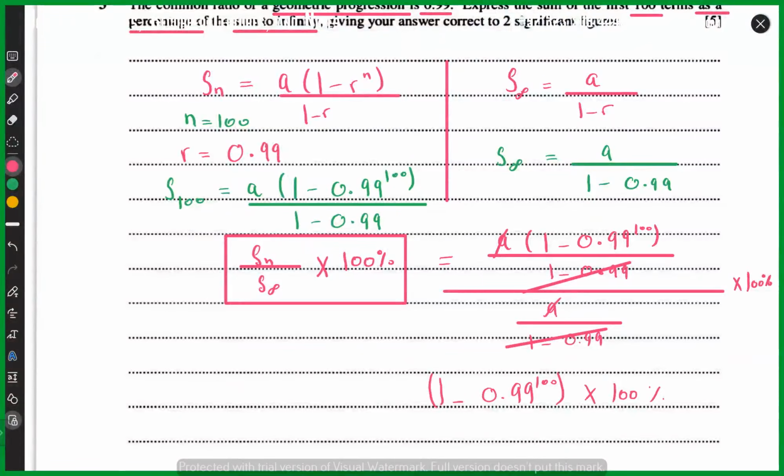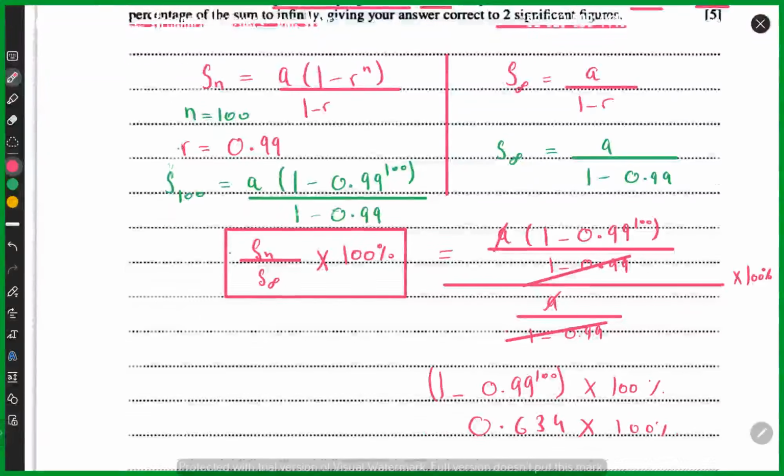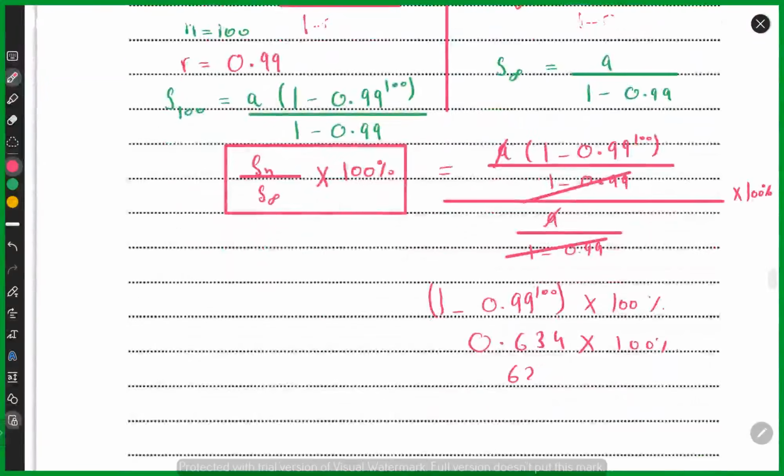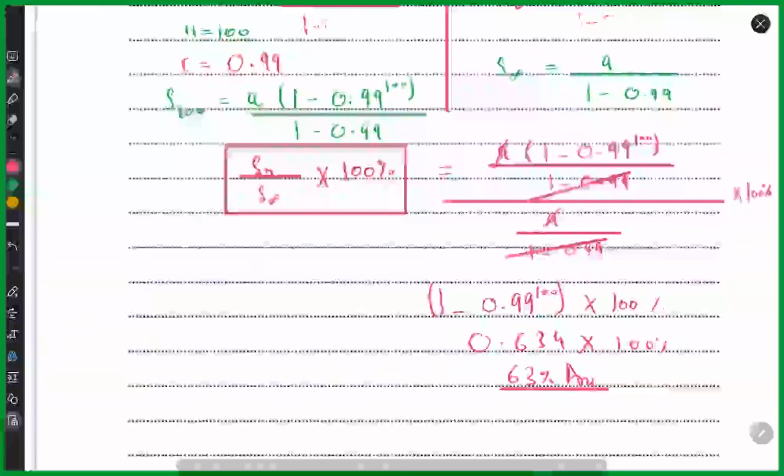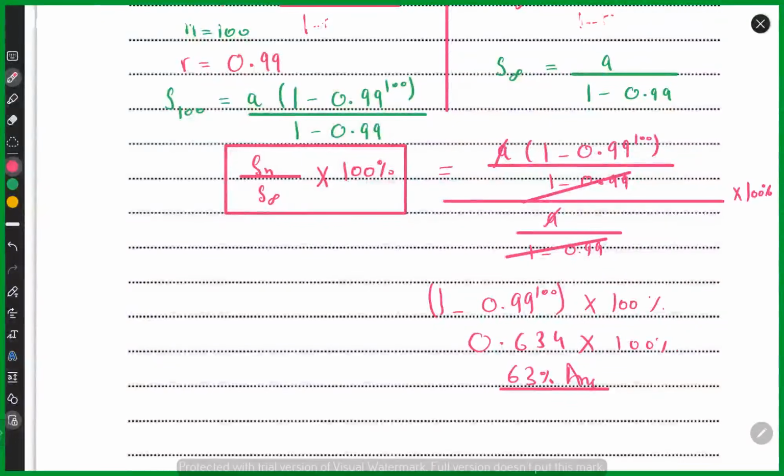Okay. When you will do 1 minus 0.99 power 100, this is going to give you 0.634. It says give your answer correct to two significant figures. So it's a good practice. If you need to give the final answer correct to two significant figures, keep your calculations till three significant figures. Now I'll multiply it by 100%, and this is going to give me 63% as my final answer. So this is going to be the final answer. Yes. Any confusions with this?